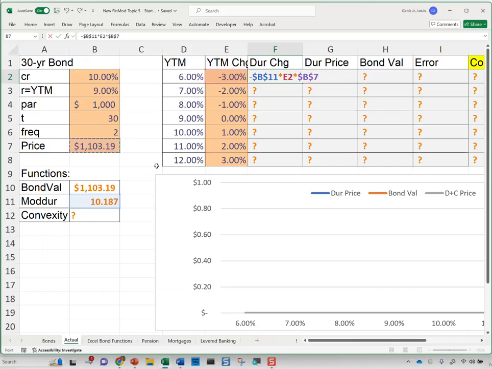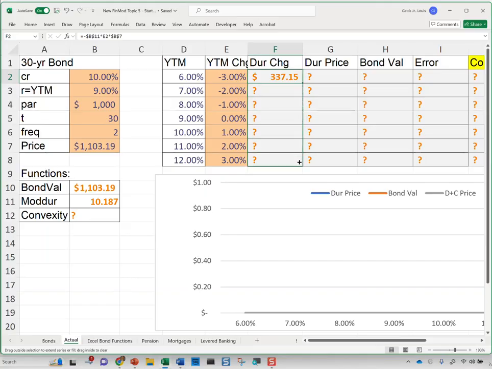1103, anchor that. So minus the duration times the change in yield, which is not anchored, times the initial bond value. So if rates are down 3%, it should gain 337, or about 30%. Remember, duration tells you percent change for a 100 basis point change. So if it's down 3%, you gain about 30%. If the yield's down 3%.